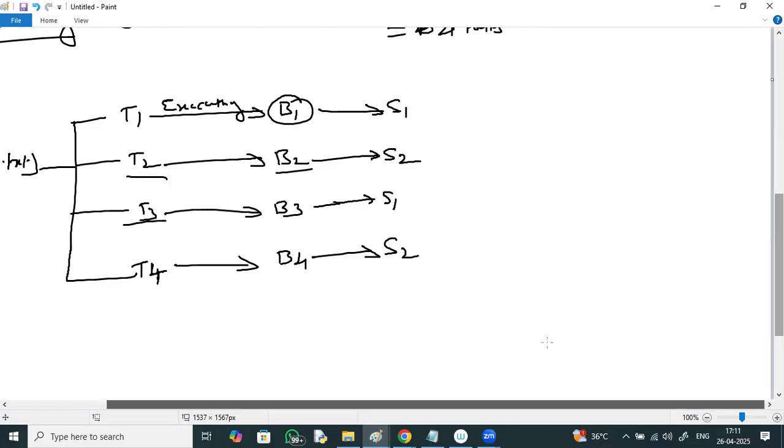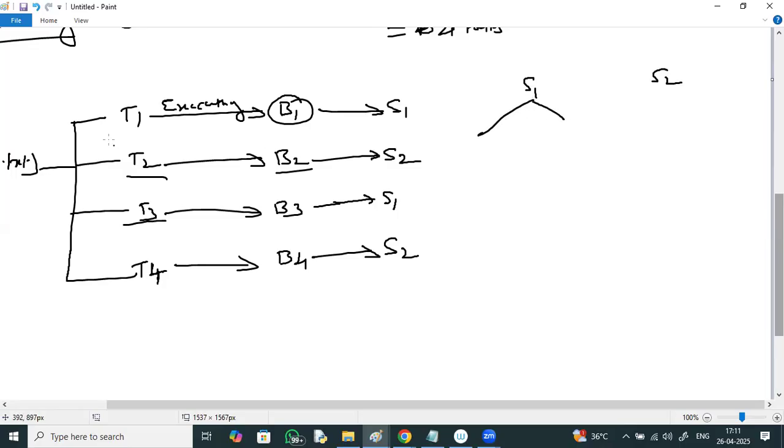Here, if you observe carefully, you've got system 1, system 2, two slaves. S1 is executing how many tasks? T1 and T3. S2 is executing how many? T2 and T4.